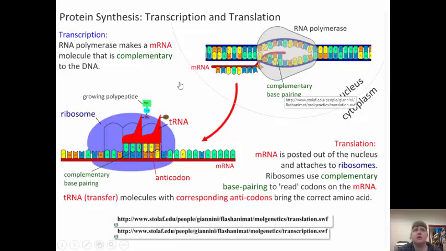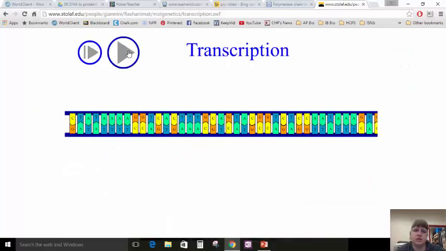And then, once we have the mRNA sequence, we'll use a process called translation, which is when the mRNA is exported out of the nucleus and attaches to the ribosomes. The ribosomes use complementary base pairing to read the codons on the mRNA, and then the tRNA transfer molecules with the corresponding anticodons bring the correct amino acid in. So here, let's look at transcription first.